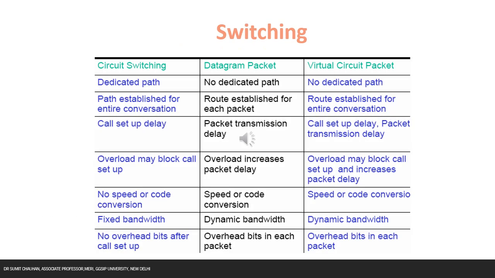And here we have the difference between circuit, datagram packet, and virtual circuit packet switching. So in circuit switching, you have a dedicated path, in datagram packet no dedicated path, and in virtual circuit no dedicated path. Then we have path established for the entire conversation. That is the first thing that we have to do in circuit switching. Circuit establishment would be the first step. Then route established for each packet separately, and route established for the entire conversation.